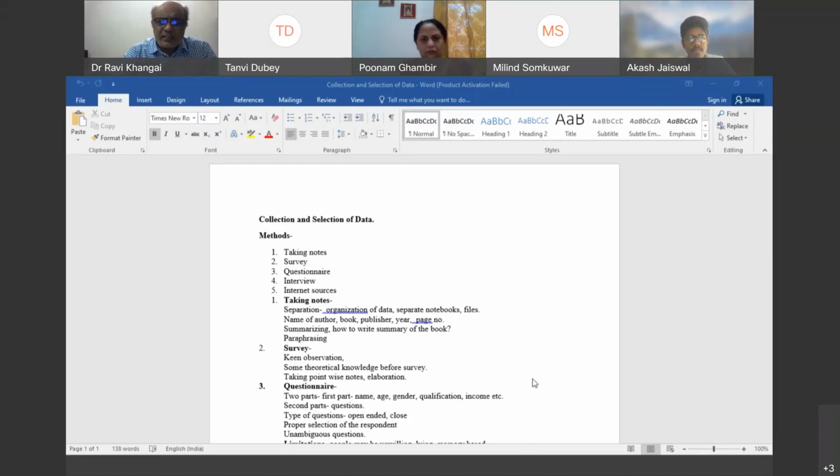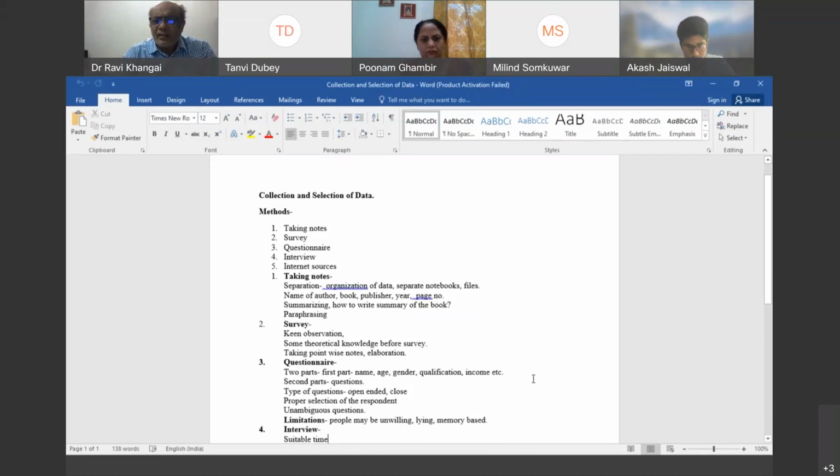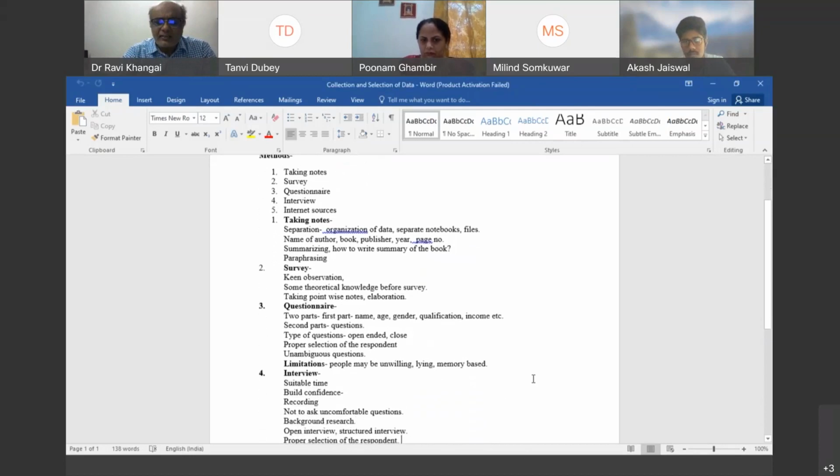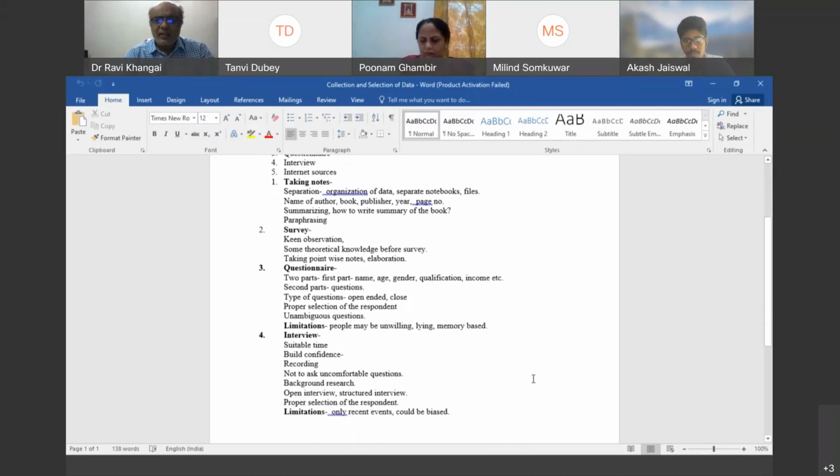Next is, questions should not be ambiguous. Questions should be very clear. The person who reads your question should get a clear idea about what you want or what you are expecting from him. Then there are certain limitations of questionnaires. It's quite possible that people might be unwilling to answer the questions. Some people may also lie. Some people may just forget certain things.